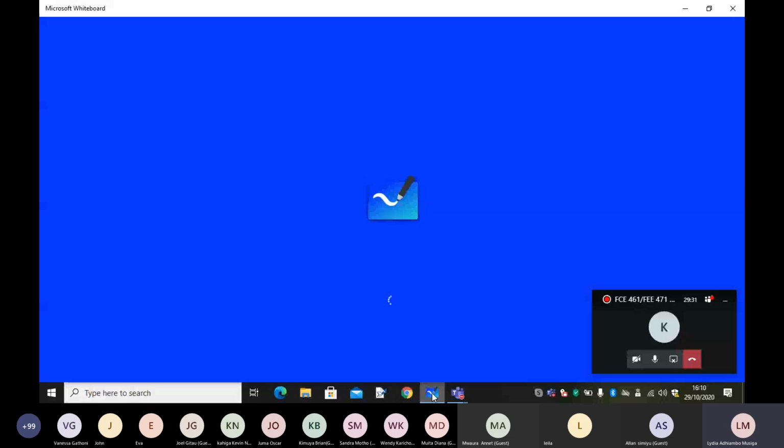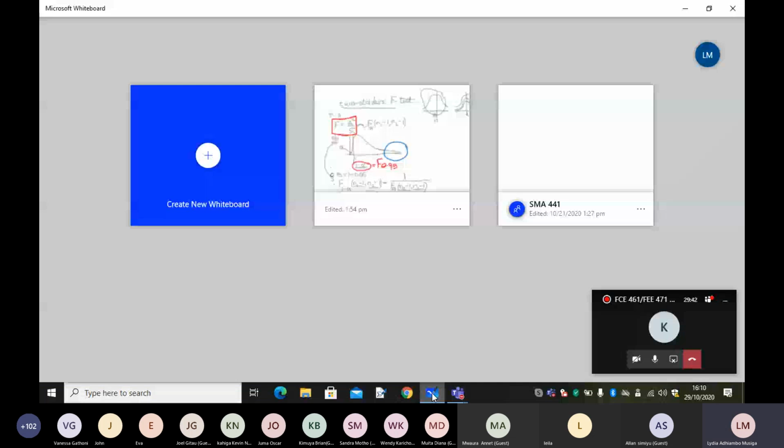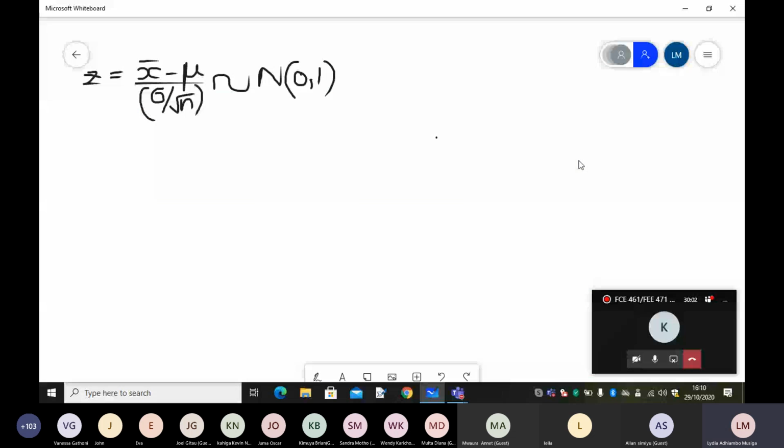Someone had asked whether the step function is vertical or horizontal. Whether the step function was vertical or horizontal.